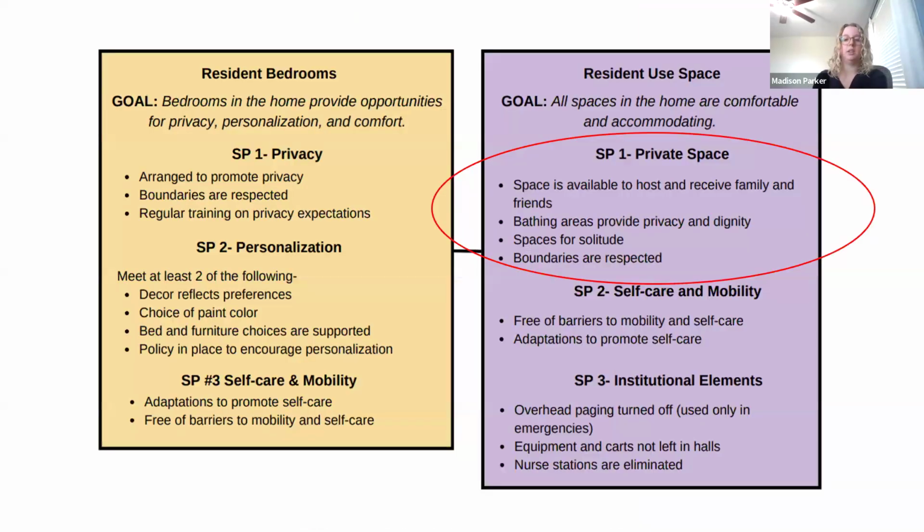Now here's the criteria for the first supporting practice in our resident use space core, which is private space. This looks more at the spaces outside of the bedroom and the common areas of the home.